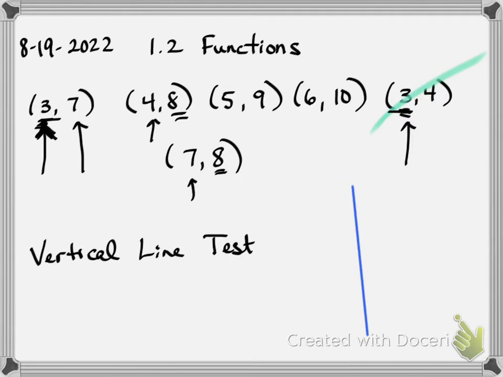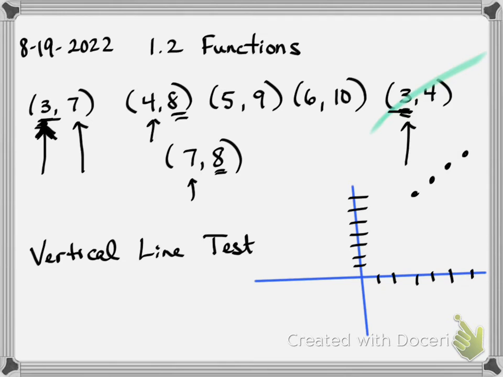If we were to plot these points, would they pass the vertical line test? Well, let's just real quickly plot them. Like (3, 7), (4, 8), (5, 9), (6, 10). Oh, so far we're passing the vertical line test.